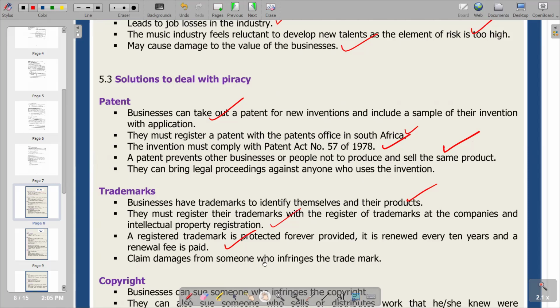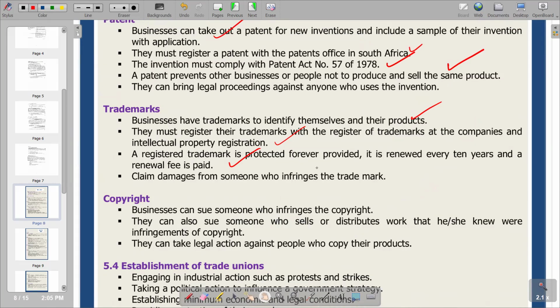On the next, we have copyright also as a solution, whereby copyright is an exclusive right to copy, distribute, adapt, or perform creative work, usually for a limited period. So the period is limited in terms of a copyright, and a business can sue someone who infringes the copyright. So that is how you can protect your product. They can also sue someone who sells or distributes work that infringes a copyright. Then the next one, they can take legal action against people who copy their products. So this is what we have under copyrights.